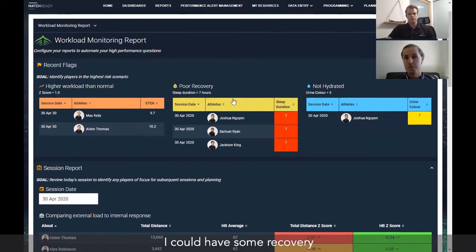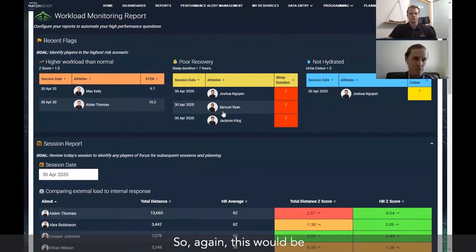I could have some recovery related or even internal response metrics coming through from my various wearable devices, or even a self-report questionnaire via our mobile application, to identify if there's any players that potentially haven't got that adequate recovery that we want throughout the program. Again, very simple heuristics for our coaches and our practitioners to interpret. Finally, maybe we're looking at whether they're not hydrated enough, whether that's coming from, again, self-report questionnaires or different kinds of hydration testing technologies. So something to keep in mind.